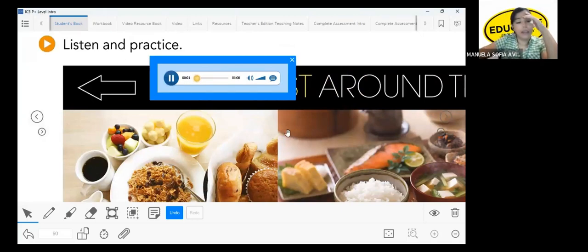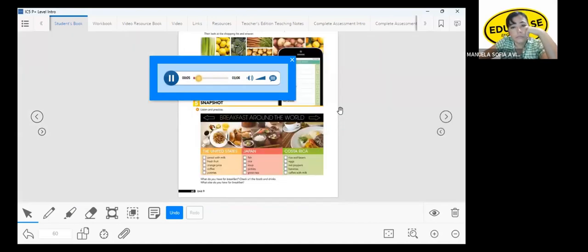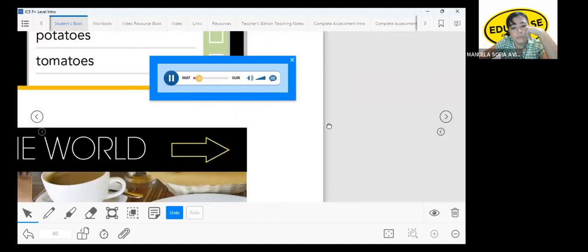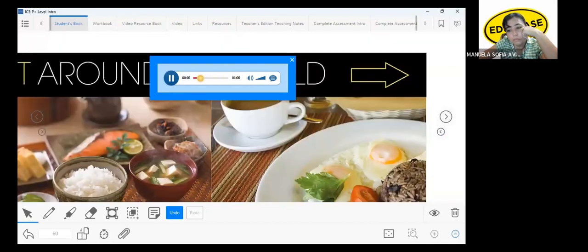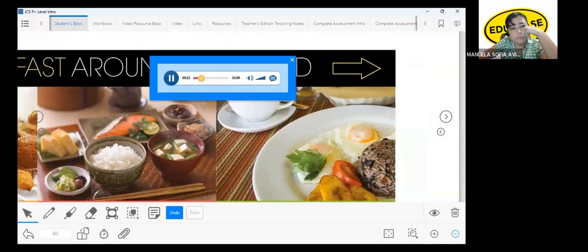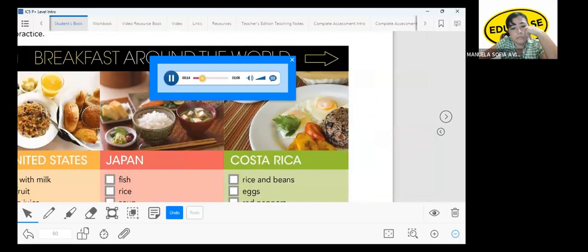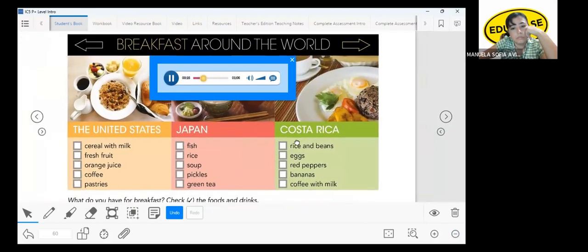Page 60. Exercise 5. Snapshot. Listen and practice. Breakfast around the world. The United States. Cereal with milk. Fresh fruit.